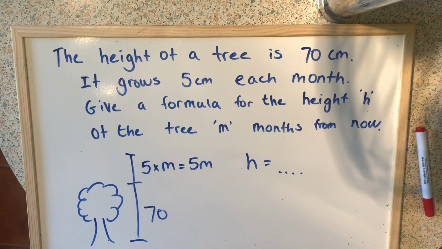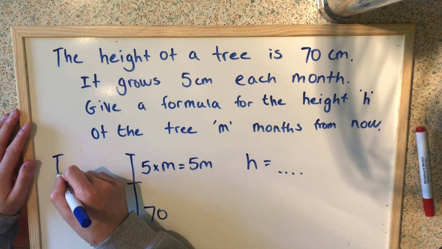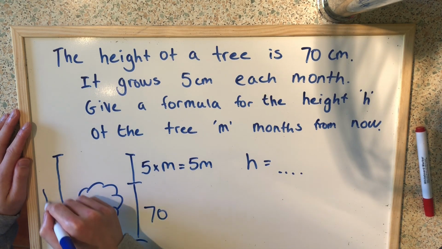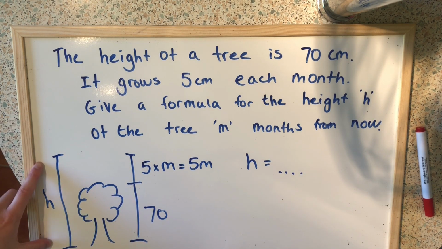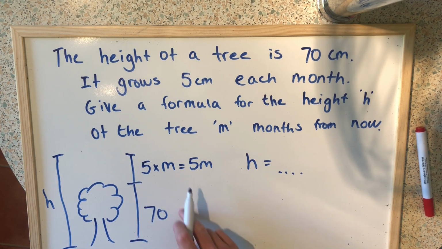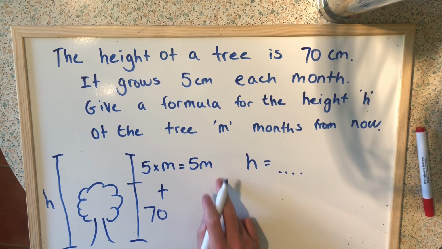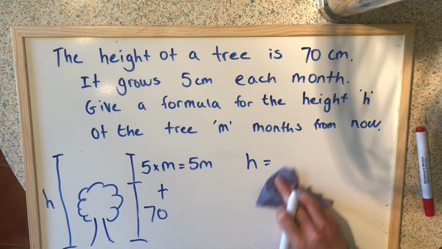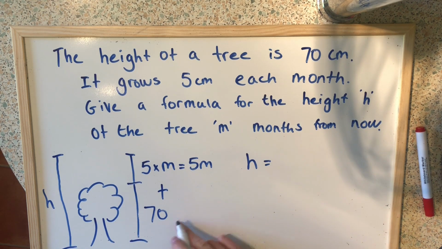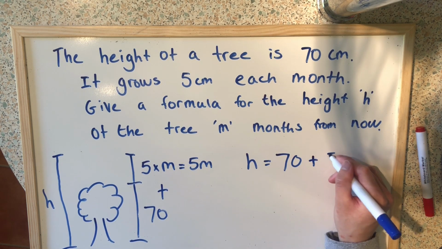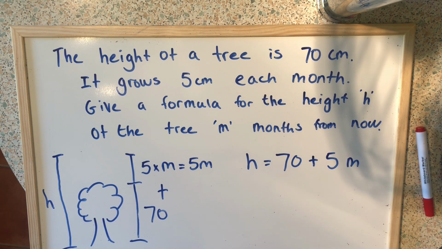Okay, so the height of the tree is going to be h, so the height is going to be this 70 plus this 5m. That's the height. So the formula we want is h is equal to 70, because it's already 70 centimeters, plus this 5m. And m is just the unknown number of months. And that's our answer.